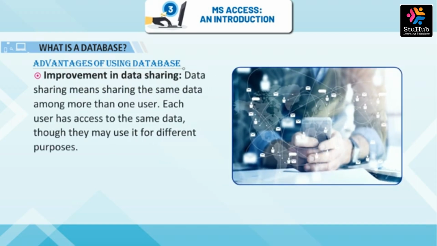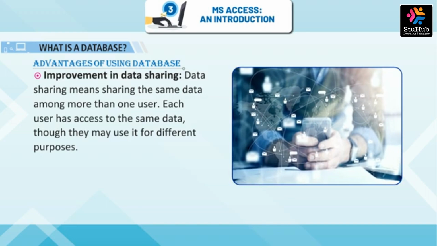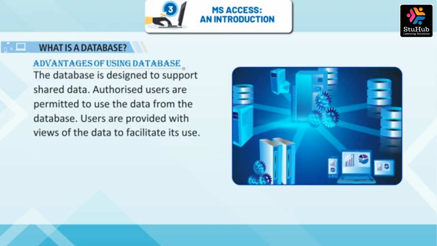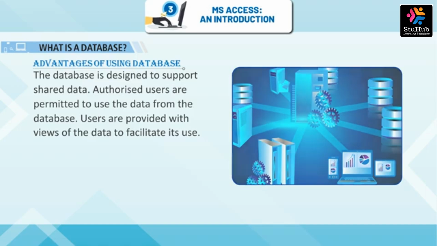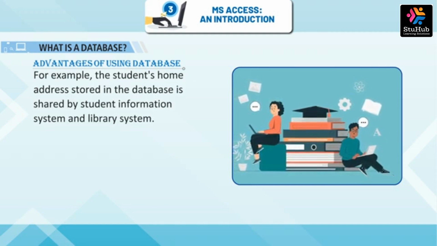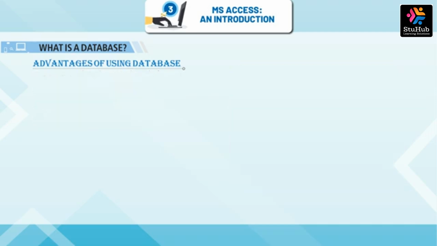Improvement in data sharing. Data sharing means sharing the same data among more than one user. Each user has access to the same data, though they may use it for different purposes. The database is designed to support shared data. Authorized users are permitted to use the data from the database. Users are provided with views of the data to facilitate its use. For example, the student's home address stored in the database is shared by Student Information System and Library System.